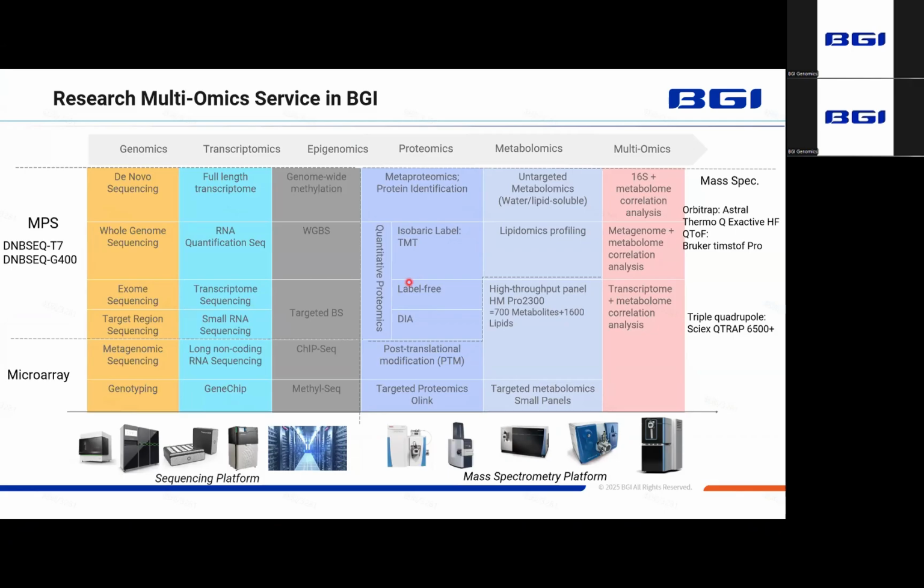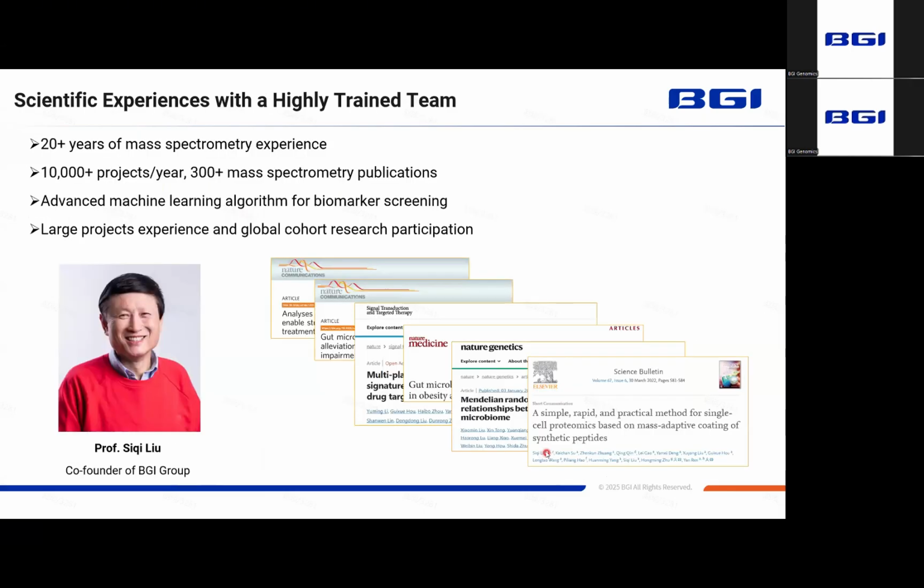Our service utilizes high-throughput sequencing platforms such as DNB-Seq-T7 and DNB-Seq-G400, and mass spectrometry technologies, including Orbitrap and QTrap, supporting applications from whole genome sequencing and targeted metabolomics to cross-omic correlation analysis. And besides this cutting-edge instrument and experience, we also have a scientific experience team.